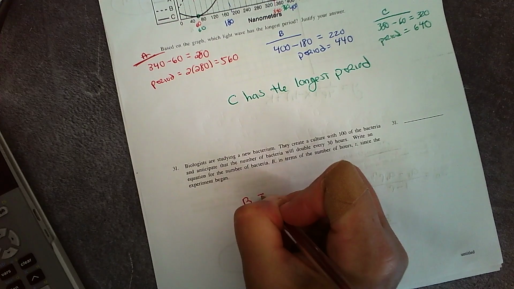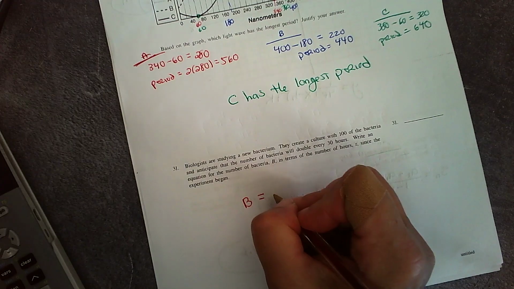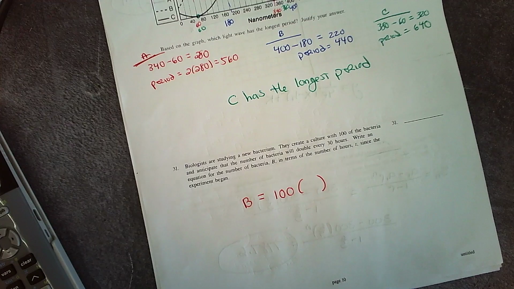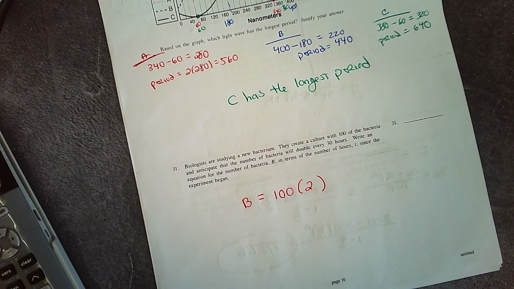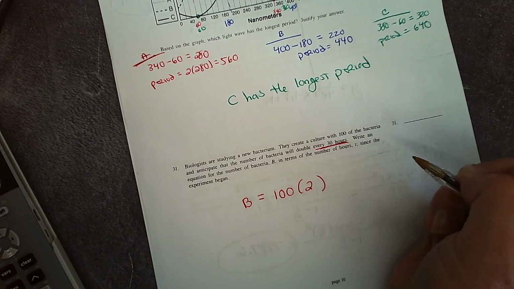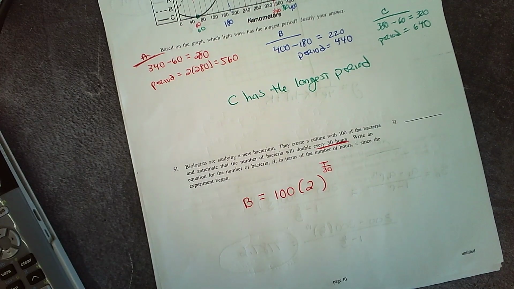All right, so B equals. Start with that. Always start with the original amount. The original amount is 100. Now, they didn't give us a percent. If it was a percent, you would say 1 plus the percent. But they said doubling. So you just put a 2 in there. Okay? And it's happening every 30 hours. The every means you divide. And that's the whole question. So if you could get at least the 2 in there, I believe you got a point. And that's it for number 31.